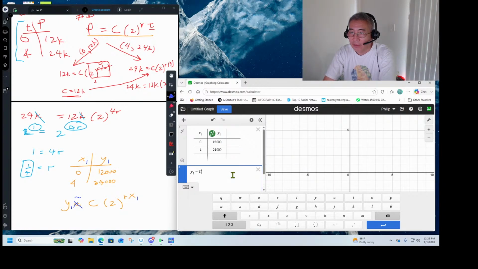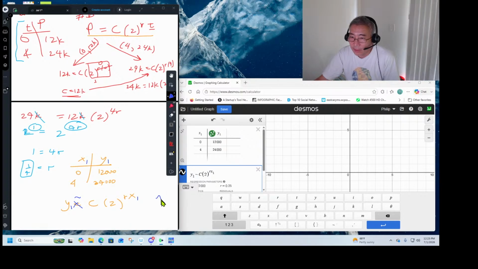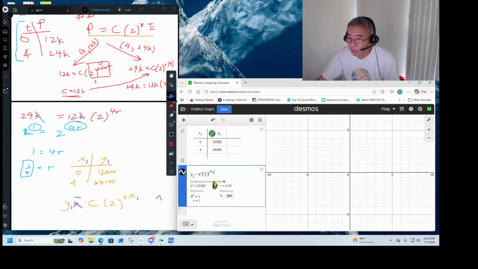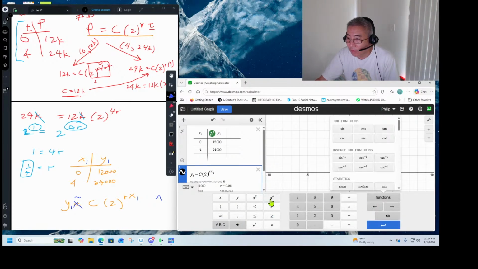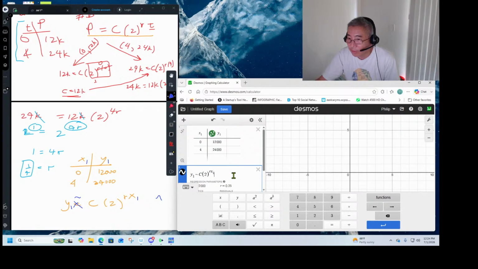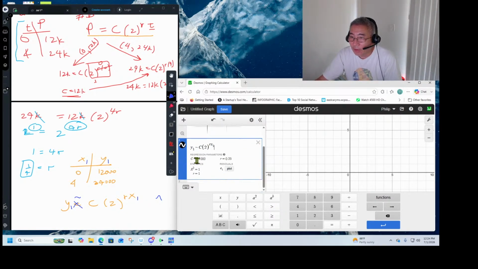So I'm going to put in now capital C, 2, and then superscript RX1. When I did superscript, I could do the caret symbol, I could go like that on the keyboard, or I could just go to the keyboard, and there's this exponential here. Okay, so I typed that in, and so now it already modeled it.